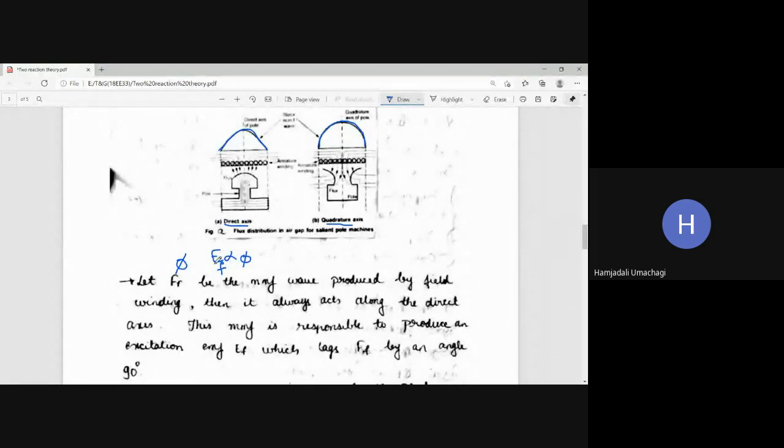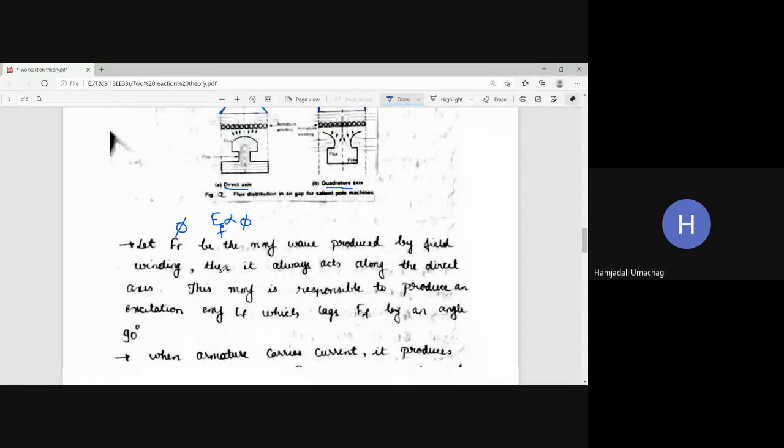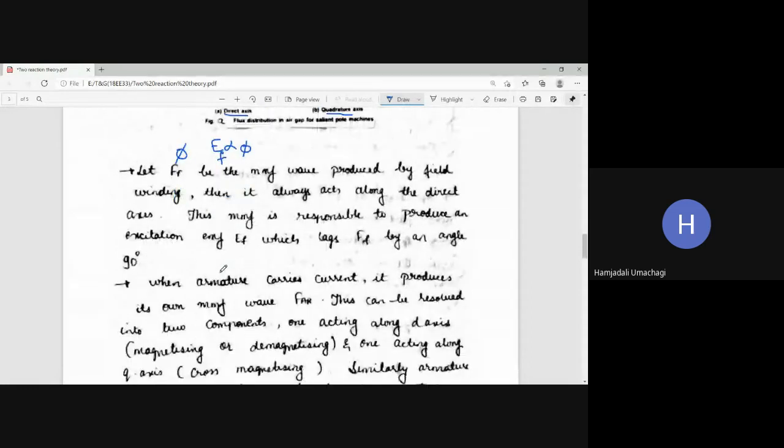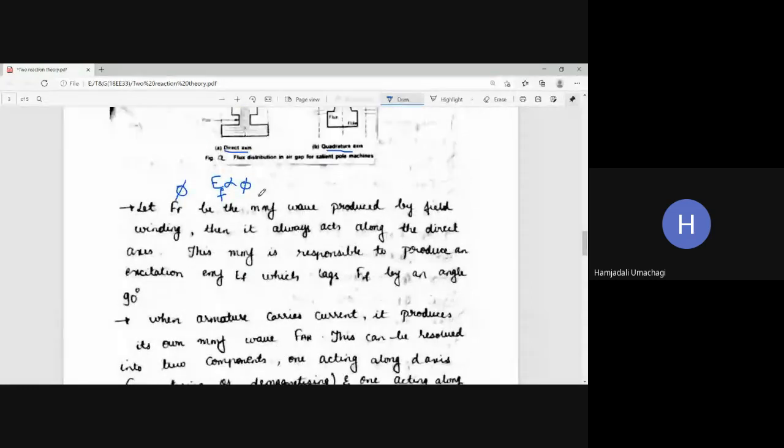This voltage lags FF by an angle of 90 degrees. So this excitation voltage produced because of the field flux FF is going to lag FF by an angle of 90 degrees. All these lagging natures we are going to represent using what? The phasor diagram, which we will see now.